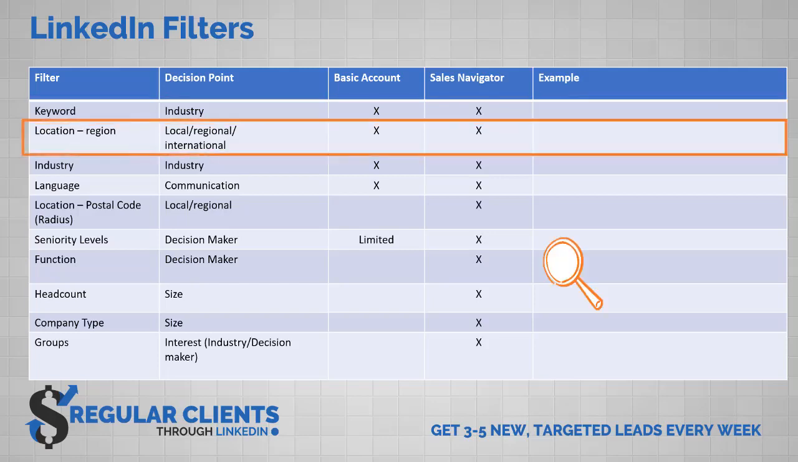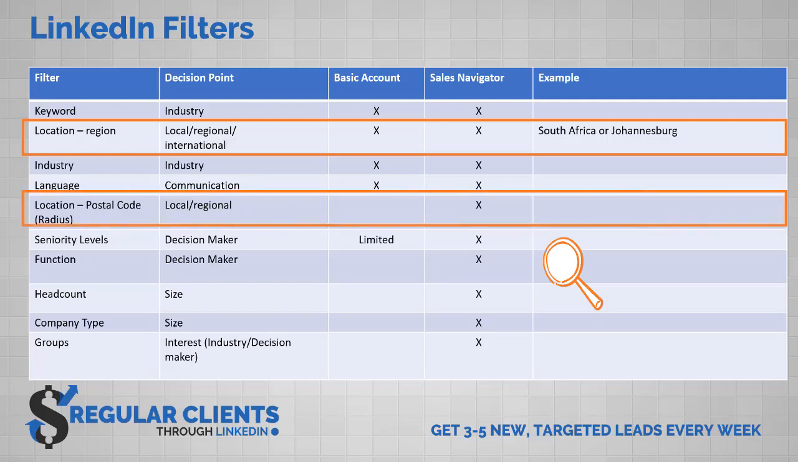The next is location, and location actually has 2 options. The first of these 2 options is what I call the regional option, and this is available on the basic version. Here you can choose by, say, country, and I would say something like South Africa, or you could do something regional, where I might go down to the regional part of South Africa, and I might say Johannesburg or Edenvale.